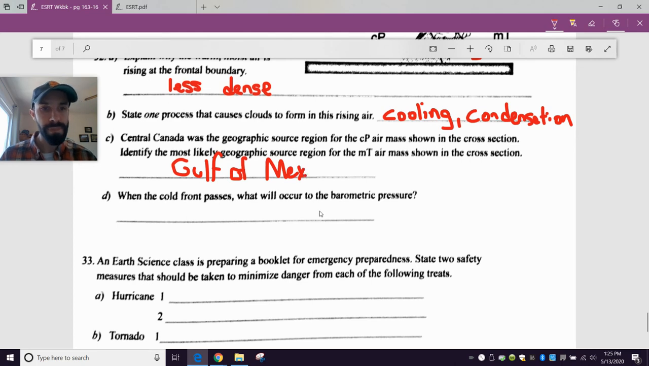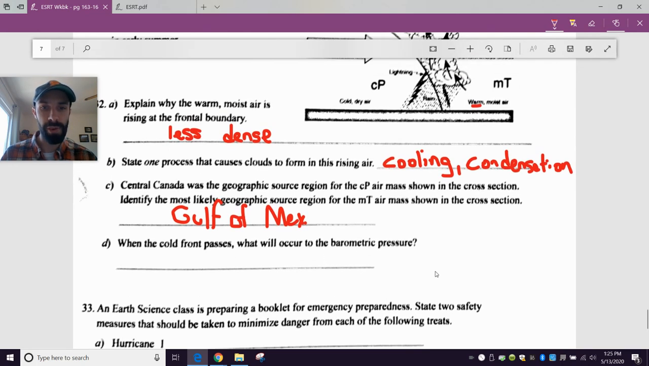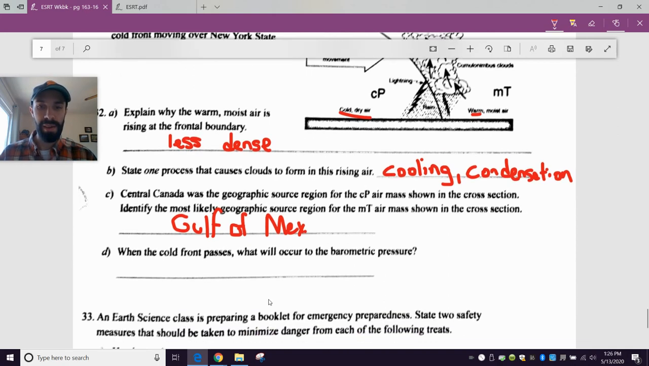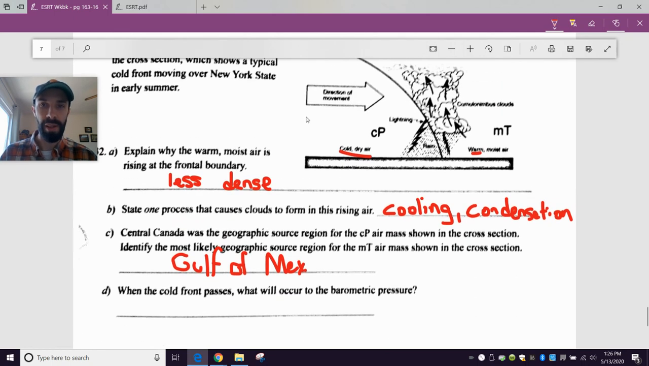Okay. When the cold front passes, what will occur to the barometric pressure? This is dry air. Okay, cold, dry air. Because it's cold, dry air, dry equals high. Remember that. Okay, the pressure is going to increase a lot. That's going to clear off the skies. It's going to be pretty sunny, but it's going to be pretty cold.